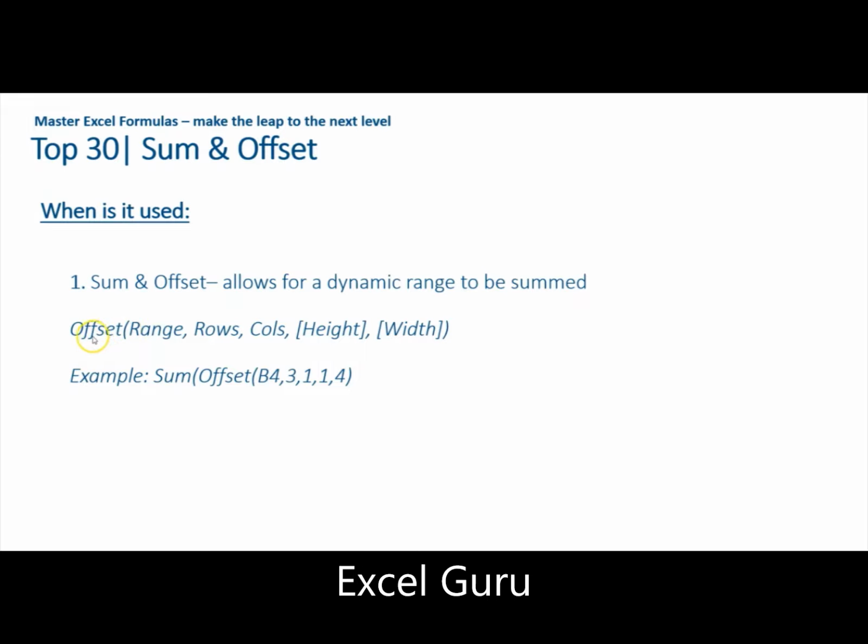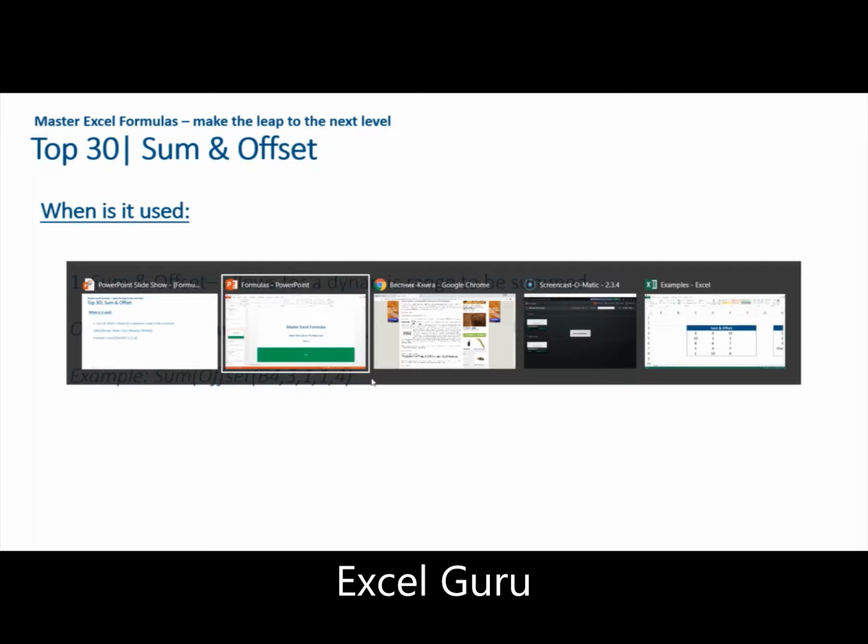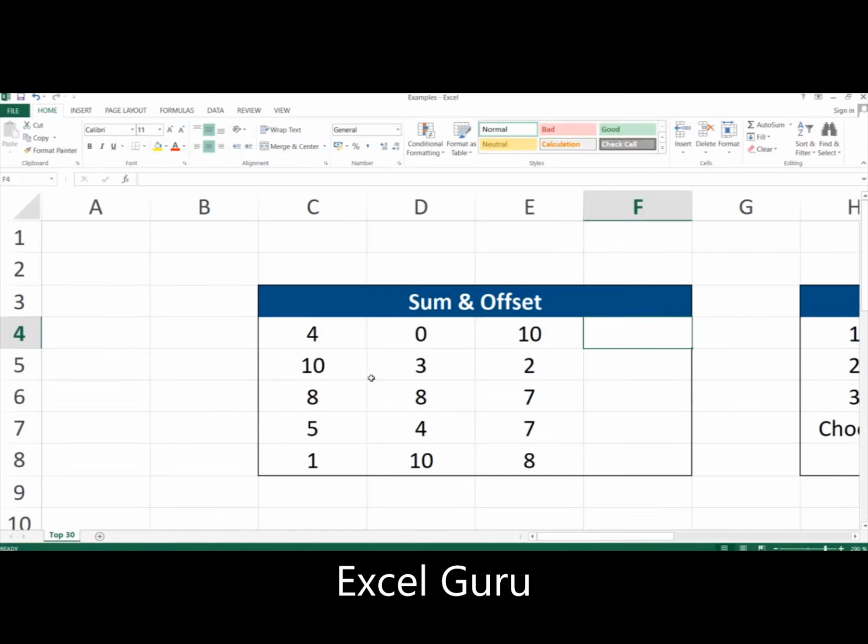What is the structure of SUM of OFFSET? As you can see, we need to have a range reference and then rows, columns, height and width. You will see what I mean by all these things when I give you the example. So you have an example here as well, but let me just go to the sheet with the examples.